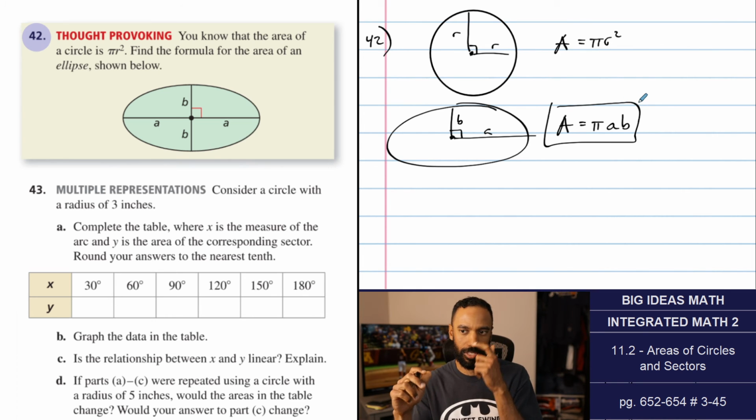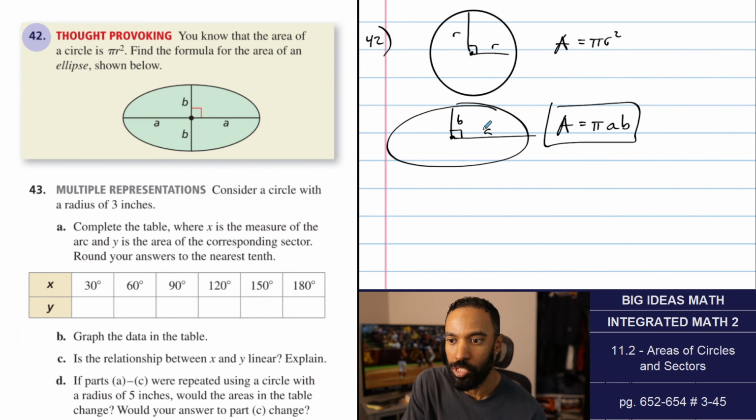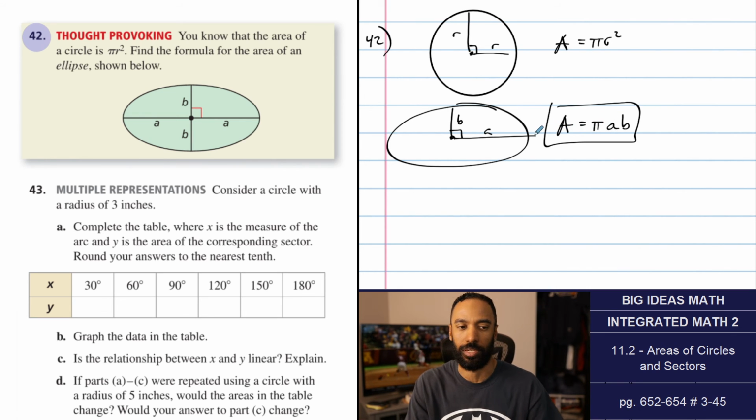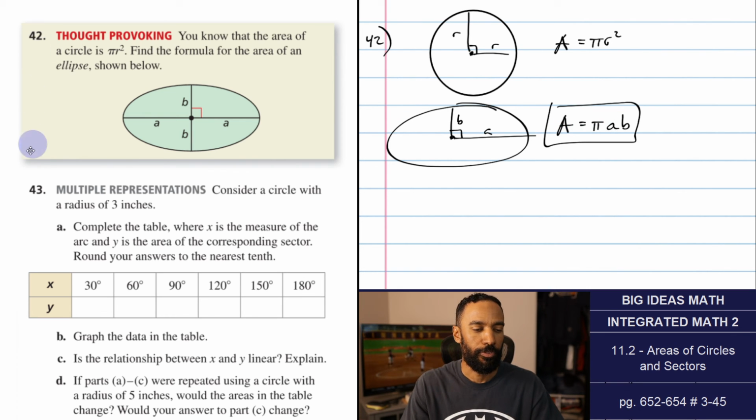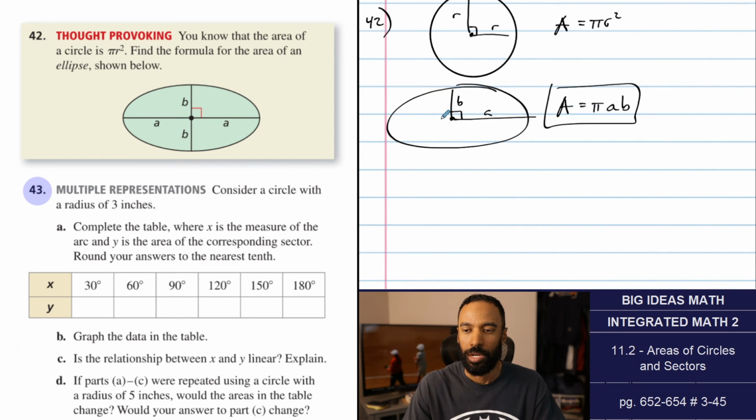Just kind of straight up like that. It's kind of like, because if both of these were the same length as r, then you'd multiply those r. So I think that's it. All right, number 43. And I can't guarantee that, but I think so.